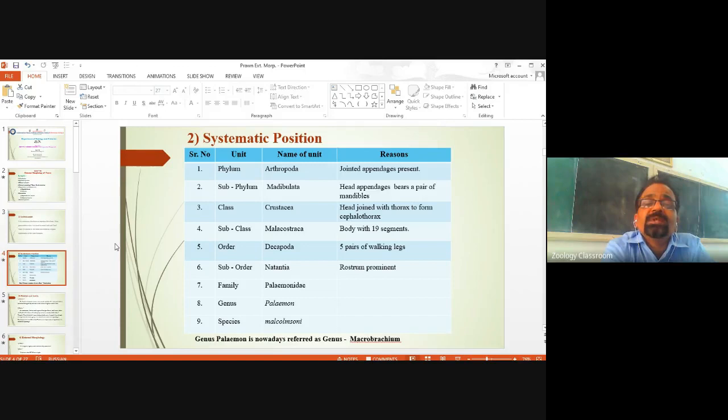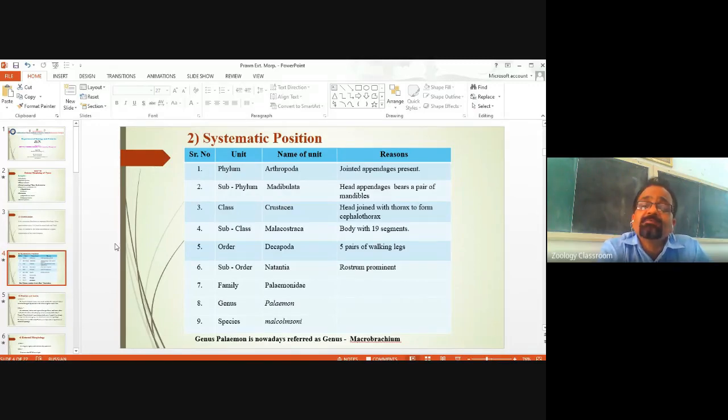Now let's move to the next point, that it belongs to class Crustacea, which I have mentioned. Here, a very important point to be remembered is that the head is joined with the thorax to form the cephalothorax. See the word cephalo. The word cephalo refers to the head region, and as there is fusion of the head and thoracic region, collectively it is called cephalothorax. So the fusion of the head and thorax is a unique characteristic of this class Crustacea.